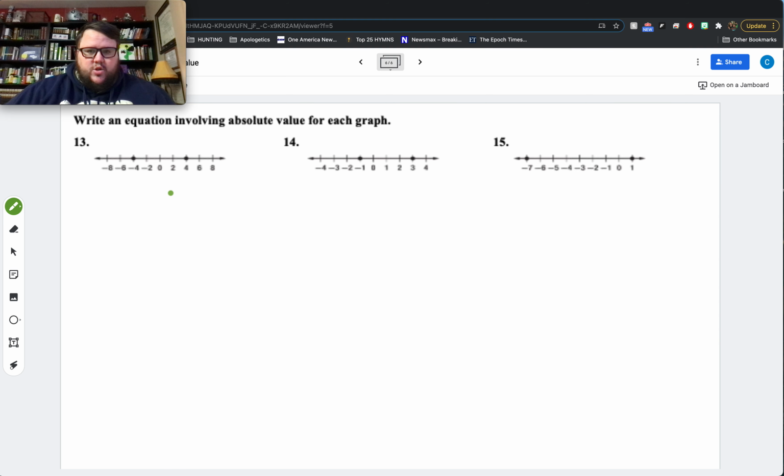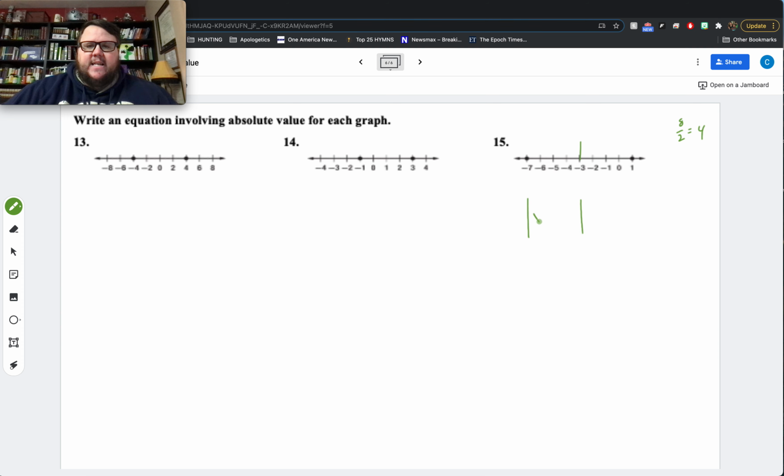So let's see. I want to do number 15 because that's going to give us a negative, so you'll see this better. So the first thing I want to do, I want to count how many units from -7 to 1. So that's 1, 2, 3, 4, 5, 6, 7, 8. So 8 units. 8 units divided by 2 is 4. So if I count 4, 1, 2, 3, 4, that would put me at -3. And then that should be another 4 units to get to 1. 1, 2, 3, 4.